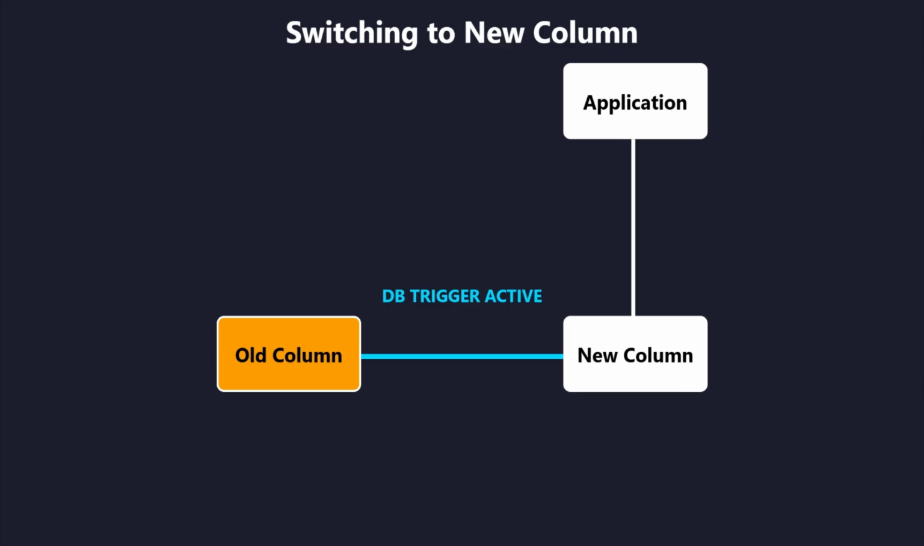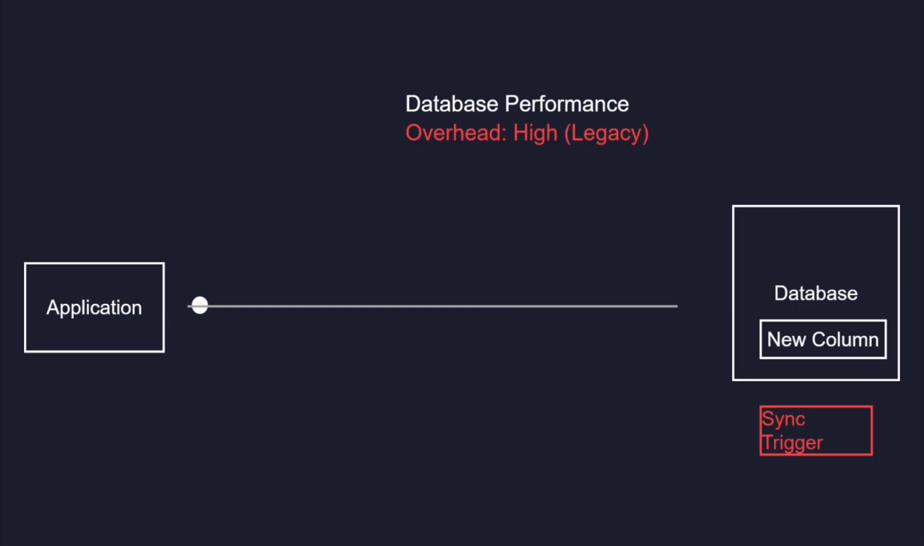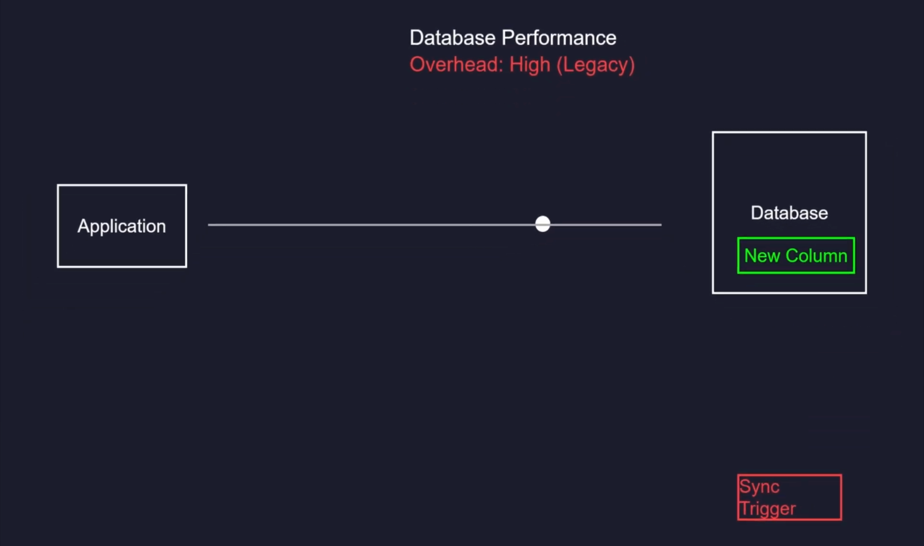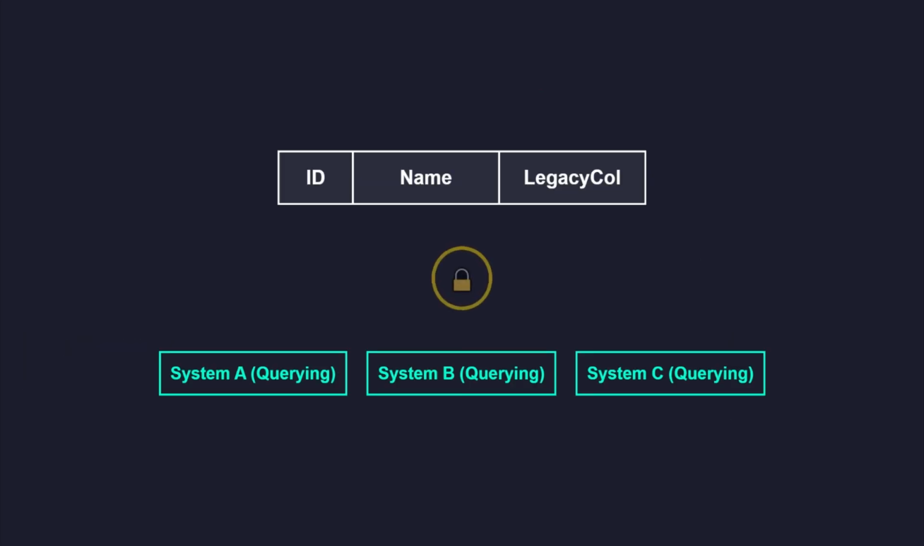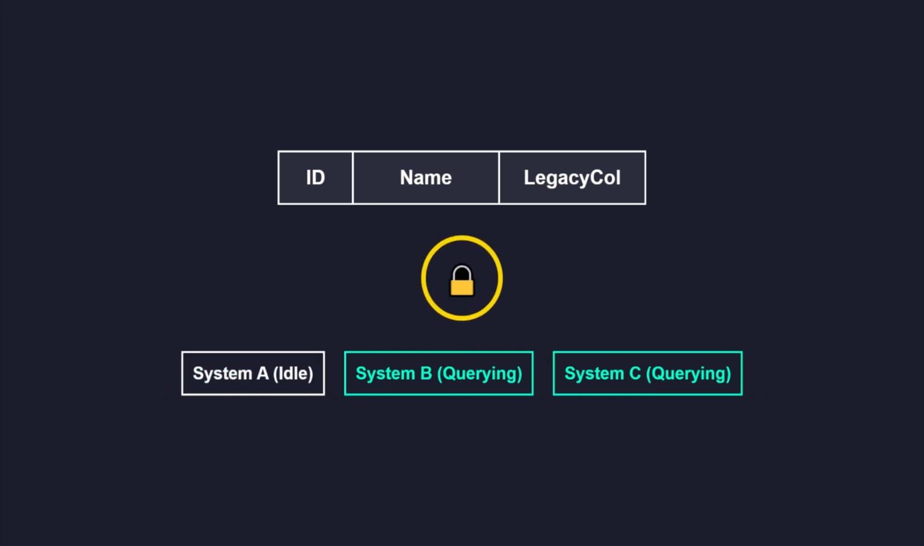Since the trigger is still active, any writes to the old column during the deployment window will still reach the new column safely. After the application successfully uses the new column, the synchronization trigger becomes obsolete. Drop the trigger and its associated function to reduce the overhead on every write operation and to simplify the database schema for future maintenance. The final step is dropping the original column.